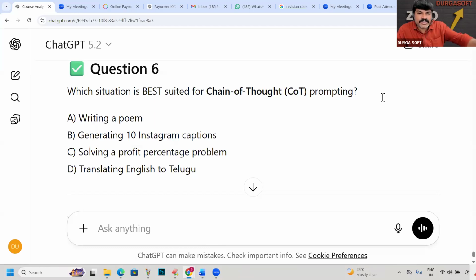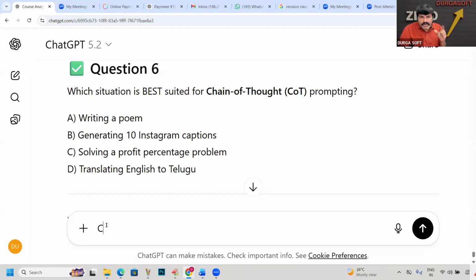Okay, excellent. Next up. Which situation is best suited for chain of thought prompting? C. Solving a profit percentage problem. The options: writing a poem, generating 10 Instagram captions, solving a profit percentage problem, translation from English to Telugu. Sir, reasoning you require. If you want AI's reasoning steps, then automatically we require to go for chain of thought. Step by step thinking.